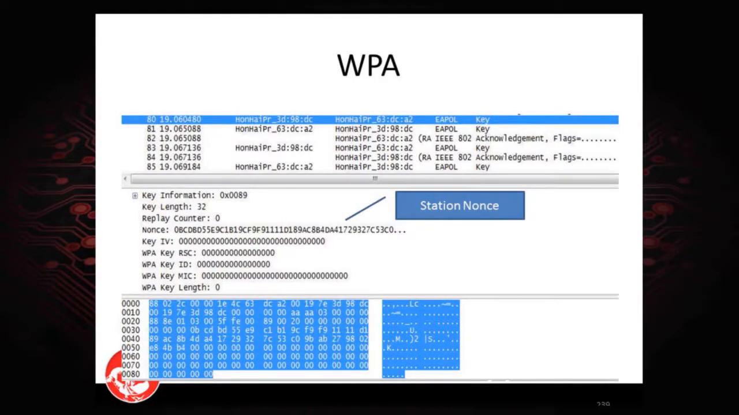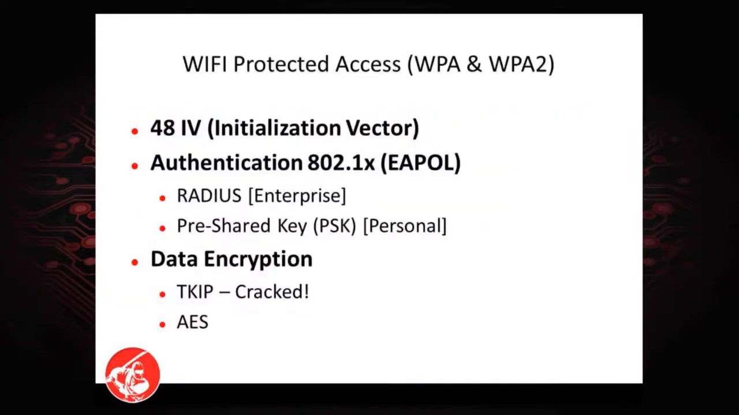And that consists of the actual password or passphrase that the user has selected. So if I capture this four-way handshake, I can potentially crack that if it's a dictionary word or a word in a dictionary that I have when I load the tool. And WPA, as we said, WPA2, 48-bit IV, initialization vector.